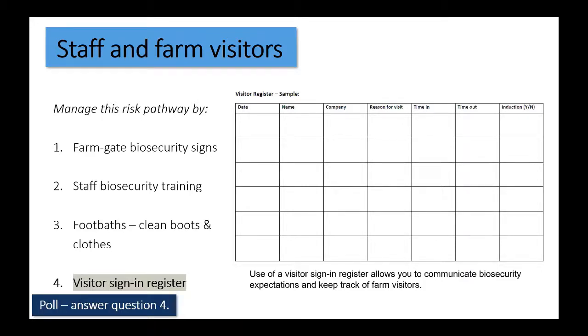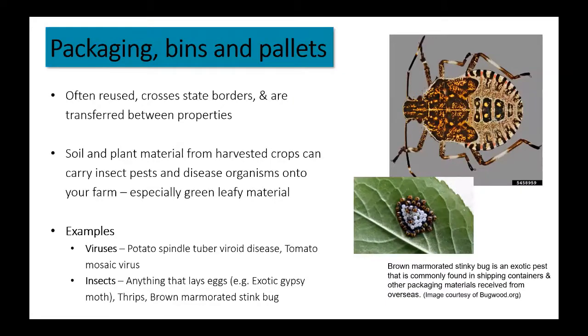Right, so our next pathway is packaging, bins and pallets. So this is the third pathway through which pests and diseases can be spread onto farm. And this is because they're often reused within the supply chain to store or transport produce. And that means that they can potentially carry pests and diseases that are not yet present in your production area. So it's really important to implement proper hygiene practices before using them yourself.